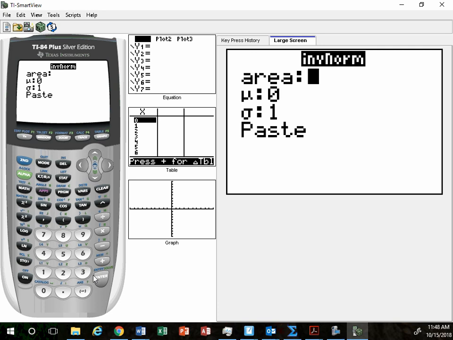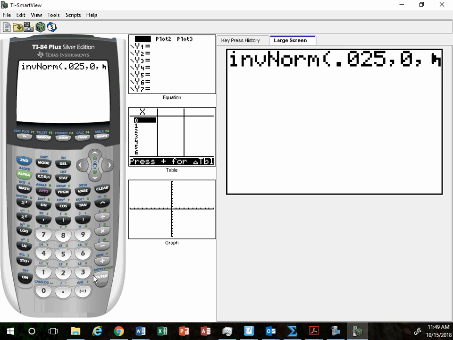And I'm not going to do 2.5. What am I going to do? 0.025. Good. And then you can leave this with the 0 and the 1. We'll just do a standard normal curve. That's completely fine. And then paste. And so if we can get a negative result, hold on, one thing at a time.